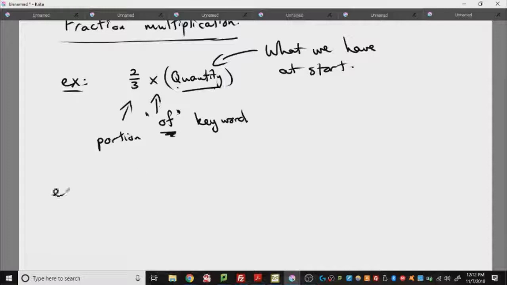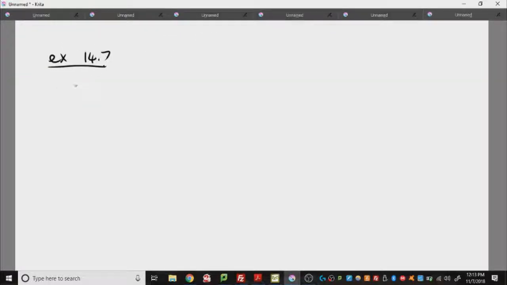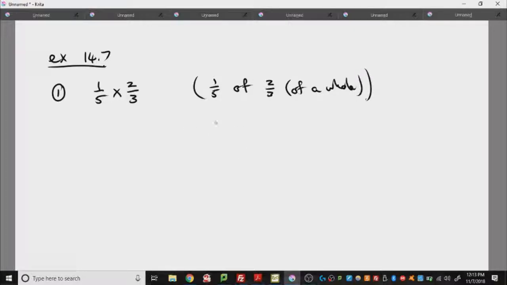So if we jump straight to the exercises on page 14.7. No, not page 4. Exercise 14.7. Currently page 124. The first one is 1/5 times 2/3. So that reads, it's a portion, 1/5 of 2/3. Well, and then really of a whole. So this is what I have, 2/3 of a whole.